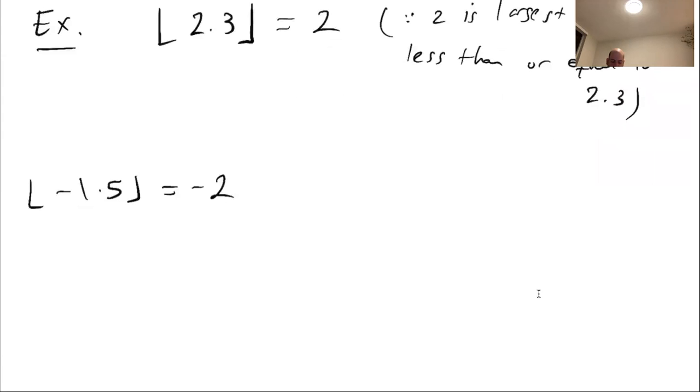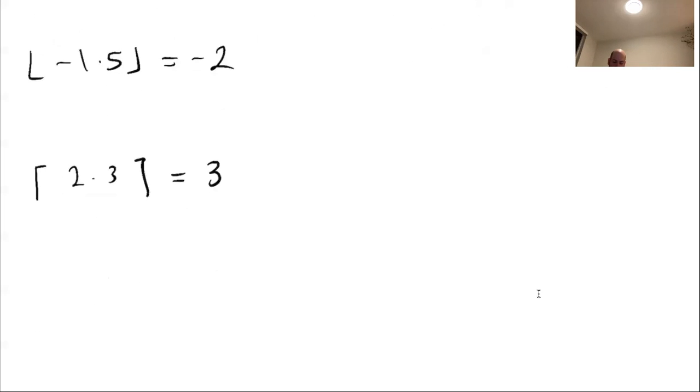What about this ceiling? Again, similarly, ceiling of 2.3 is 3, right? Again, you have to look which integers are bigger than 2.3, choose the smallest one. 3 is bigger, 4 is bigger, 5 is bigger, and so on. The smallest one is 3.